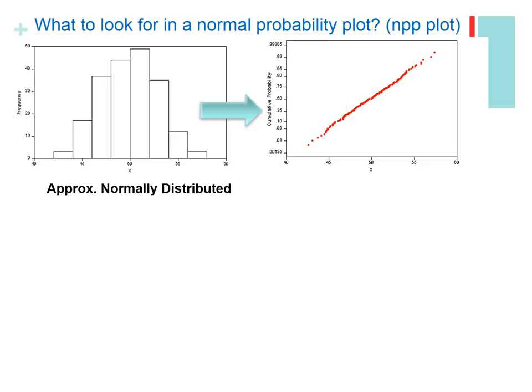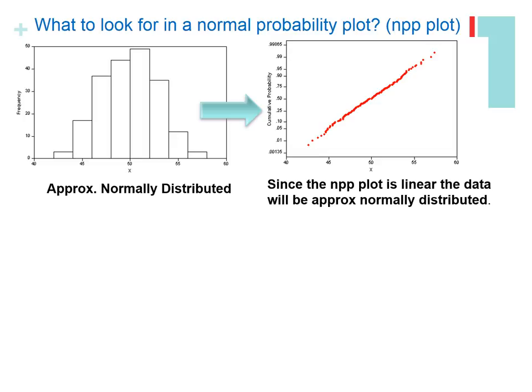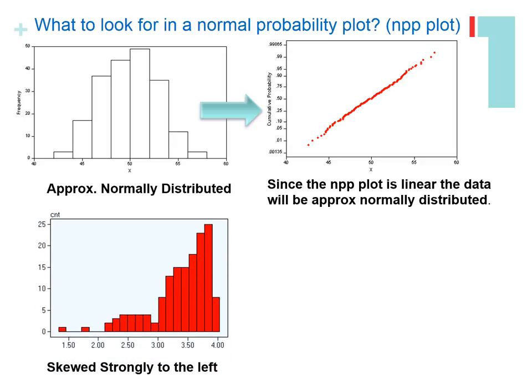Okay, you have your x values, and then you have the corresponding percentiles. It's in a nice straight line. That tells us that it's approximately normally distributed. And you want to state, since the normal probability plot is linear, the data is approximately normally distributed.